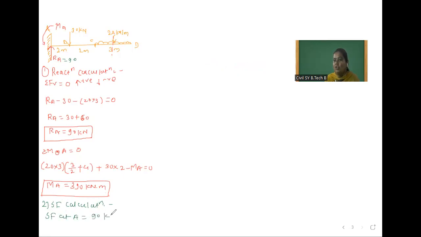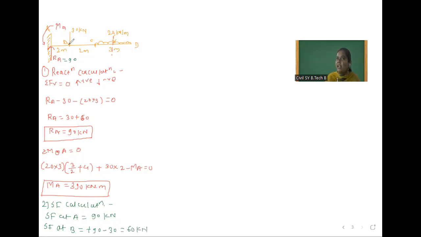So shear force at A is equal to 90 kilonewton. After that, in between A to B, there is no force. But at B, one point load is there. So shear force at B is equal to plus 90, and we are calculating at B, exactly at that point. So at that point, downward force is there. So we have to subtract this. So minus 30, which is equal to 60 kilonewton.